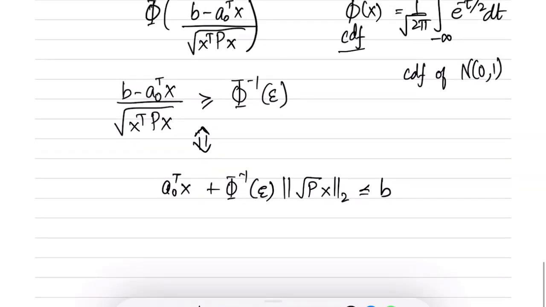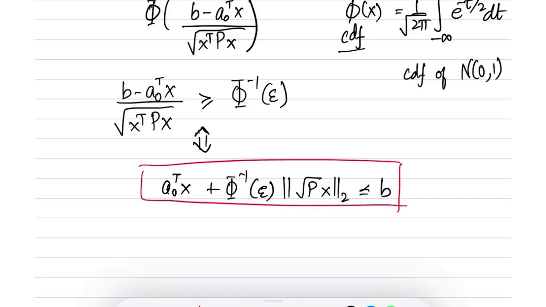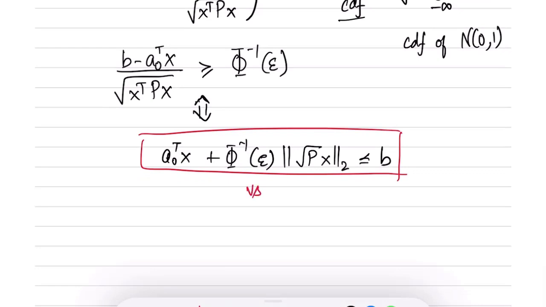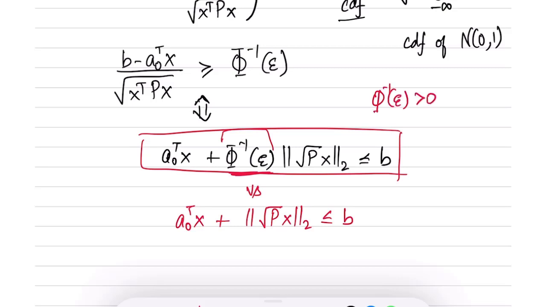Now if you compare this constraint with what we obtained for the case of ellipsoidal uncertainty, let me just write that constraint also here. The constraint we obtained for ellipsoidal uncertainty was A naught transpose X plus the norm of square root of P times X, less than or equal to B. So the only difference between these two constraints is a scaling factor, and this scaling factor is actually positive. Phi inverse of epsilon is positive whenever epsilon is greater than 0.5. So as long as epsilon is greater than 0.5, this is actually an SOCP.